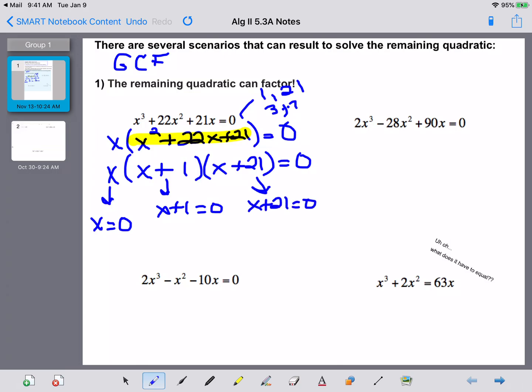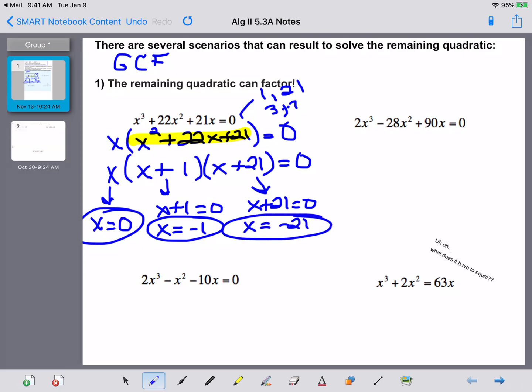And then we have to solve those. The first one's already done, x equals 0. To solve the second one, we're going to subtract a 1. So we get x equals negative 1. And our third one, we're going to subtract the 21 to the other side. So x equals negative 21. So those would be the 3 zeros or roots of that polynomial equation.